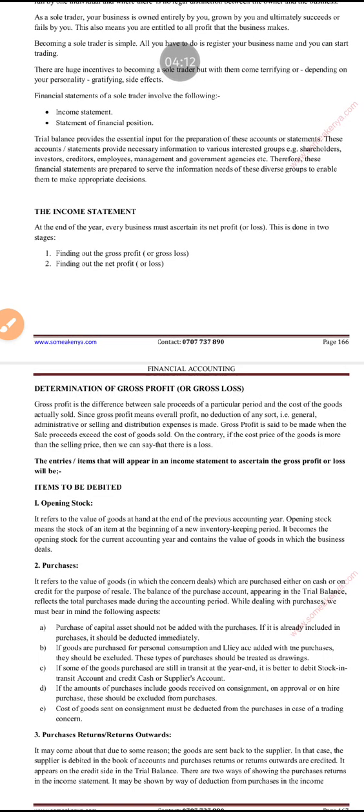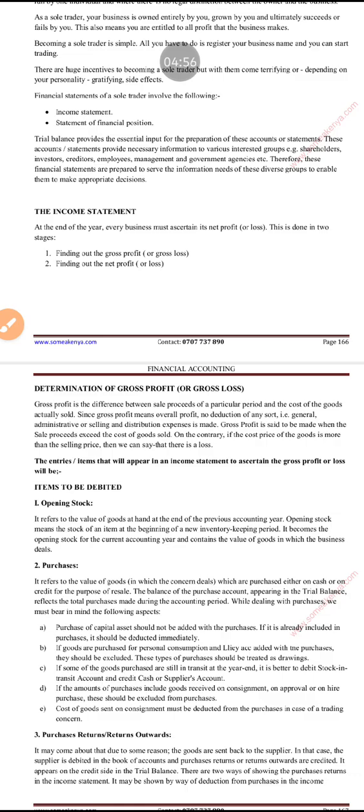So, determination of gross profit or gross loss. Gross profit is the difference between the sales proceeds of a particular period and the cost of goods actually sold. Since gross profit means the overall profit, no deduction of any sort, i.e., general administrative or selling and distribution expenses, is made. So gross profit is said to be made when the sale proceeds exceed the cost of goods sold.